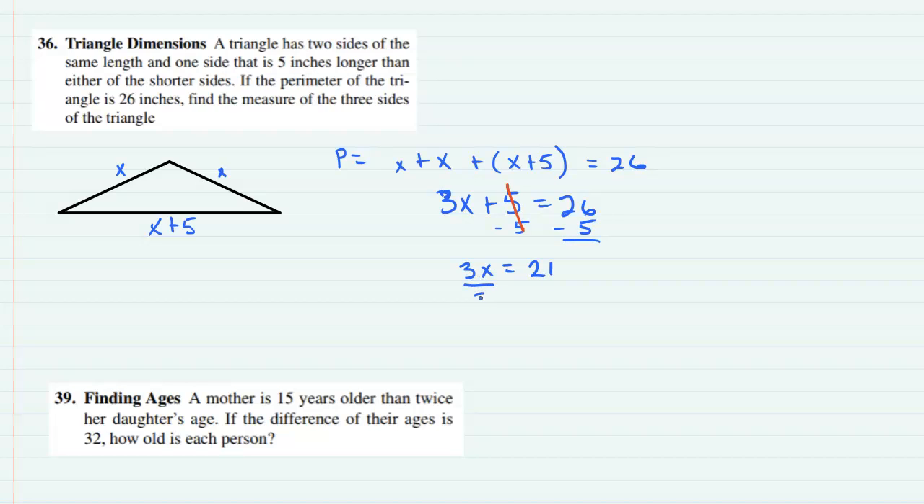And now I'm going to divide both sides by 3. And the 3's divide out to be 1. When we subtract out, we want it to be 0. When we divide out, we want it to be 1. So we get x equals 21 divided by 3 is 7.